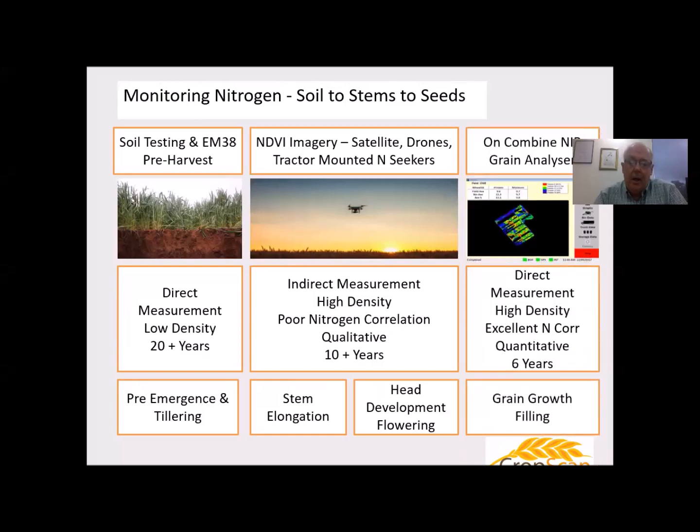Whereas an on-combine NIR analyzer is a direct measurement, as I've explained in the previous slides. The correlation to N is extremely high, 0.95 plus. The big thing is that it's a quantitative measurement. It actually gives you a number which you can then go back and say, this is the amount of nitrogen that has been removed from the soil, not just based on yield, but based on yield and protein. And therefore, that number can be used for real management to really control the amount of fertilizer that you're going to place in the field, with the end result to increase the yield, the quantity, and increase the quality of the protein.